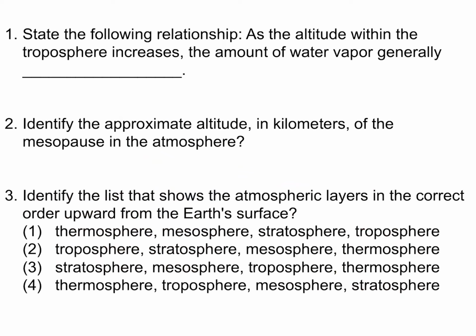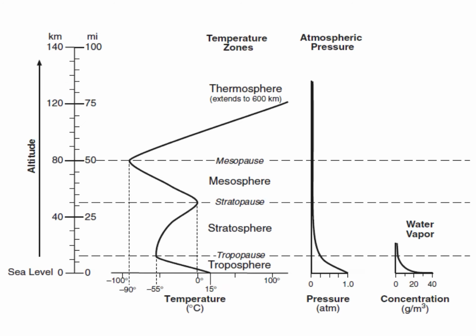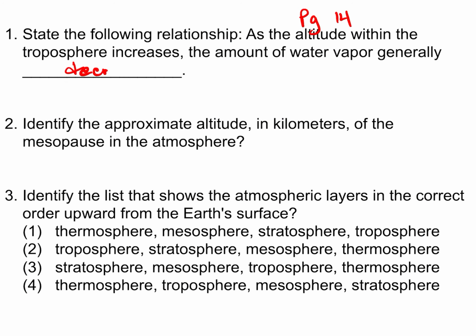So a couple review questions. State the following relationship. As the altitude within the troposphere increases, so as you go up in the troposphere, what's going to happen to the amount of water vapor? This is all pertaining to page 14 in your reference table, your layers of the atmosphere page. According to this, going up in the troposphere, the amount of water is going from here to here, so it is decreasing.